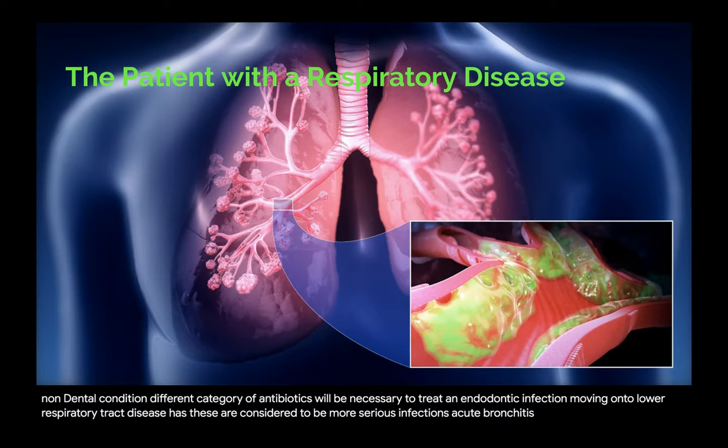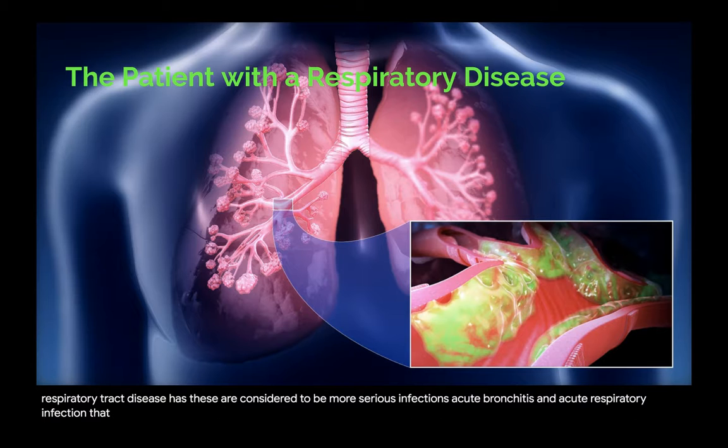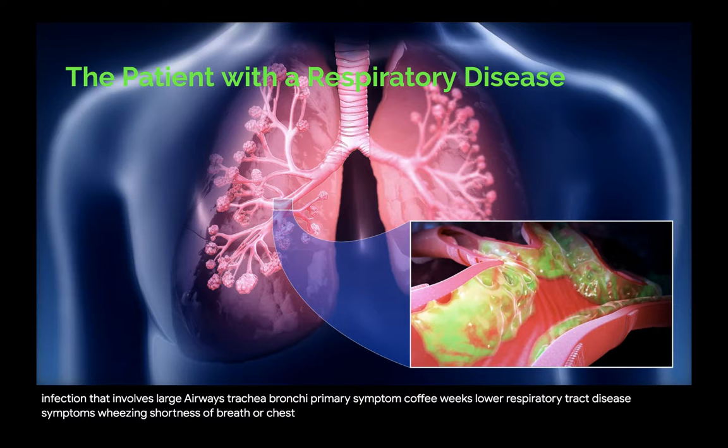Acute bronchitis, an acute respiratory infection that involves large airways, trachea, bronchi. Primary symptom, cough with or without phlegm, may last up to 3 weeks. Lower respiratory tract disease symptoms: wheezing, shortness of breath, or chest tightness. Differentiated from pneumonia, no significant findings on chest radiography.